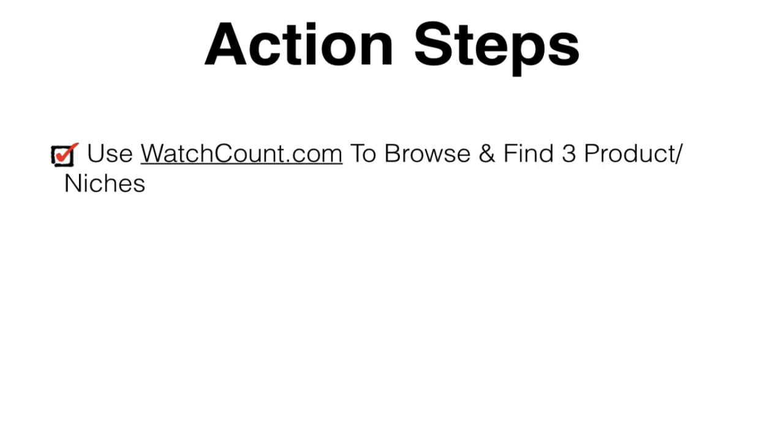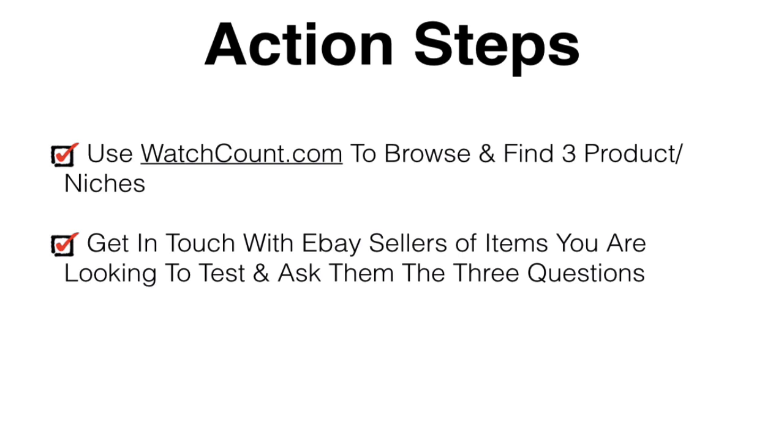There are only 3, and the first one is use watchcount.com, which is something we covered in the previous video, to browse and find 3 products or niches that you would be interested in selling or building your business around. The second one is get in touch with the eBay sellers of items that you're looking to test, which are the 3 products or niches that you found for yourself, and ask them the 3 questions. Essentially, ask them for the purposes of just going through the process. Of course, that will give you some information to work with, but you're not doing anything extraordinary or special here.